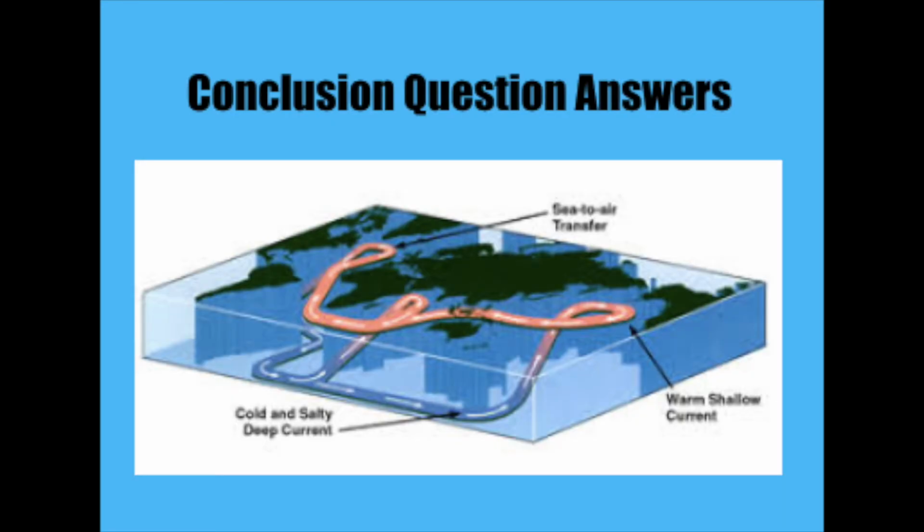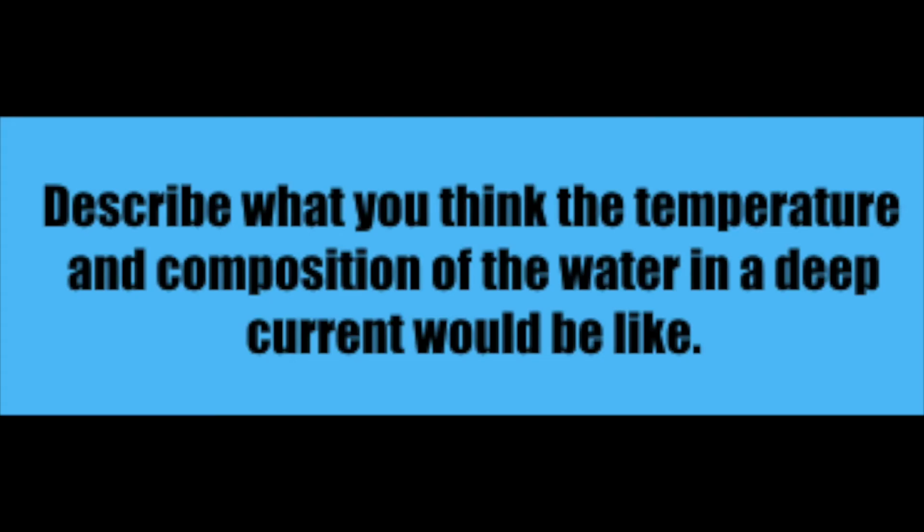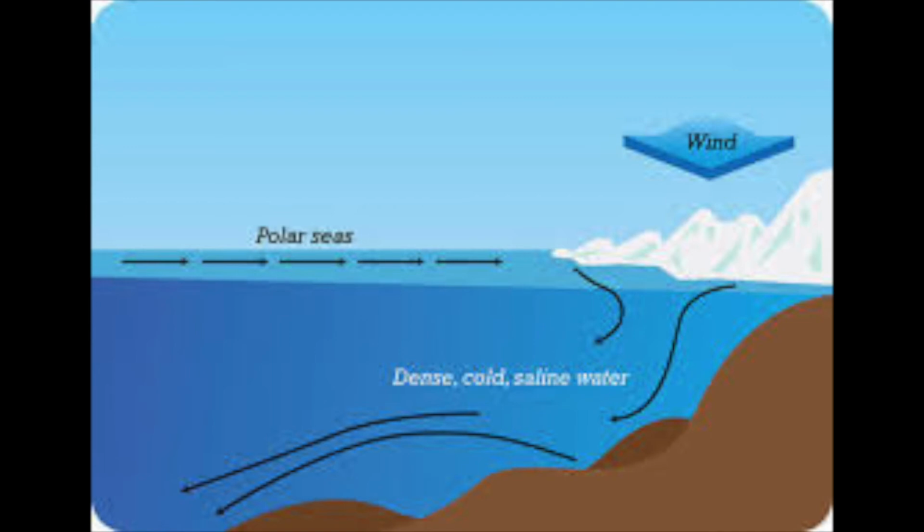All right, and now for your answers for the conclusion questions. Number 8. Describe what you think the temperature and composition of the water in a deep current would be like. I would say the water in a deep current would be very cold and very salty because both of them seem to sink in our experiments.